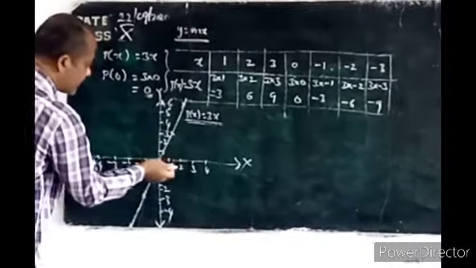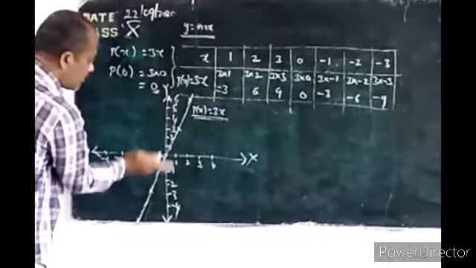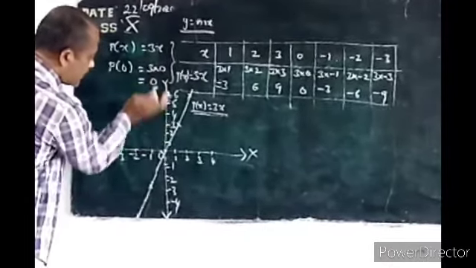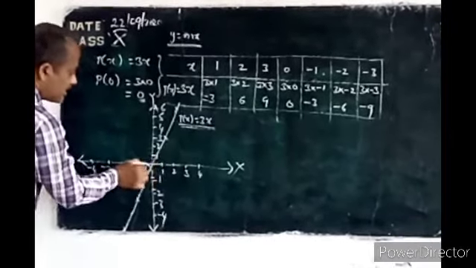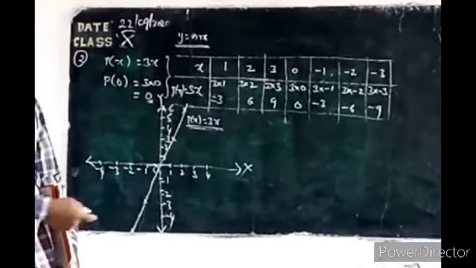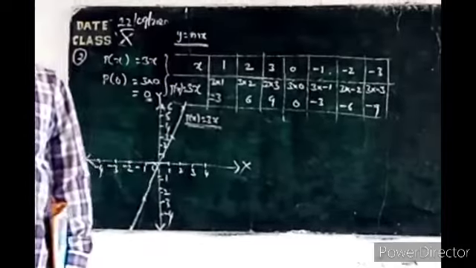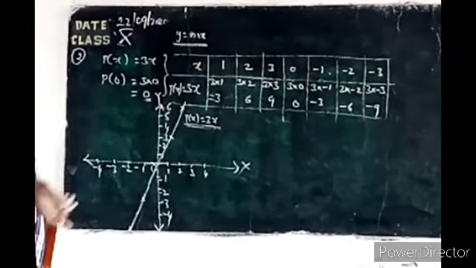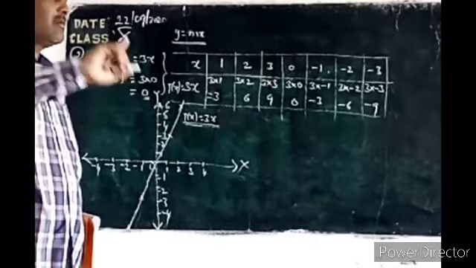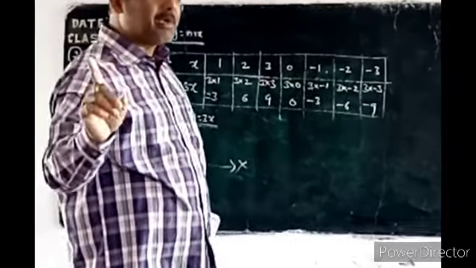At what value here? Don't think about the y-axis. This value is no need to consider. Where it touches the x-axis is at 0. So the zero of the polynomial is 0. Where it touches, either a straight line or a curve, where it touches the x-axis, that is nothing but the zero of that given polynomial.